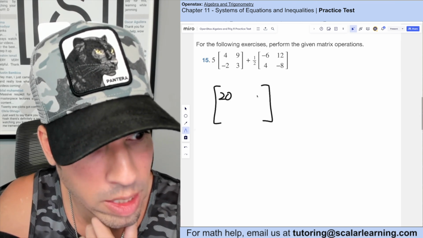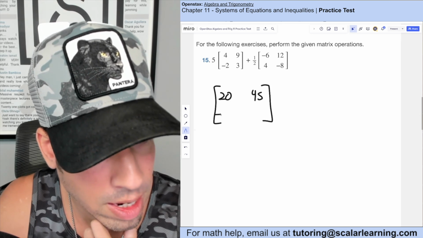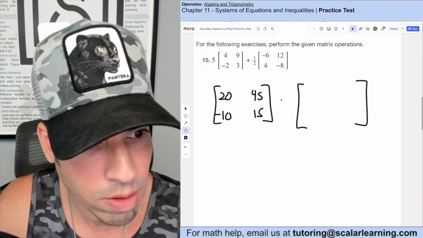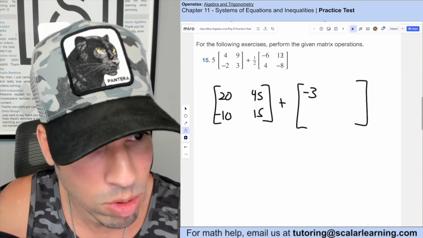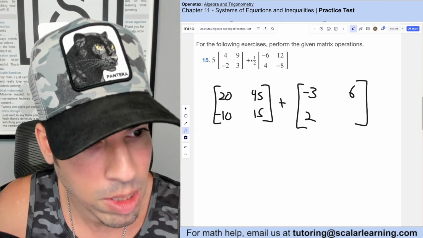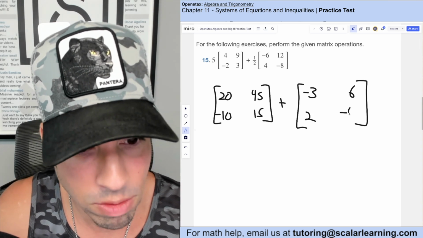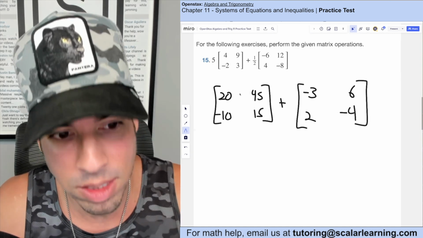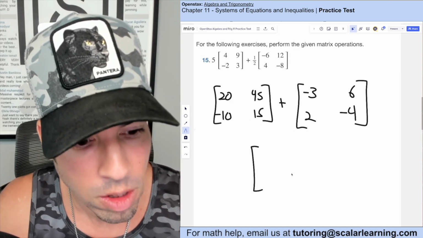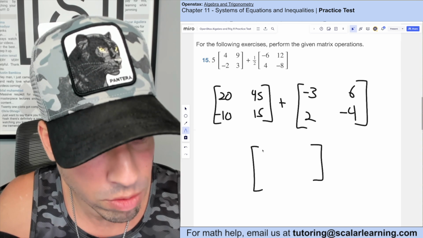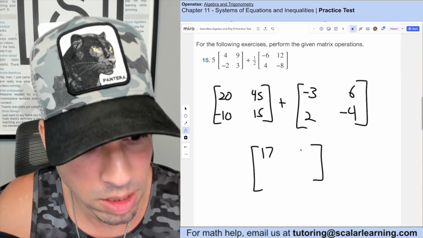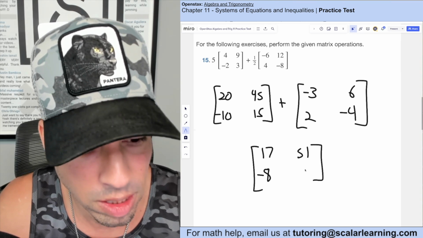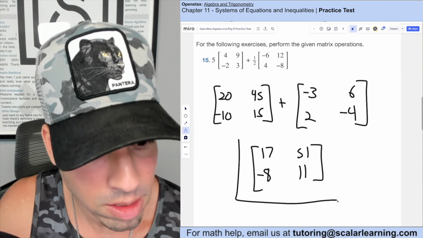So that becomes 20, 45, -10, and 15. And then for this one, we multiply everything by 1/2. So that's -3, that becomes 6, that becomes 2, and that becomes -4. And then we add the numbers in the same position to each other, right? So it's going to be 20 plus -3 is 17, 45 plus 6 is 51, -10 plus 2 is -8, and 15 plus -4 is 11. And that is how you do it.